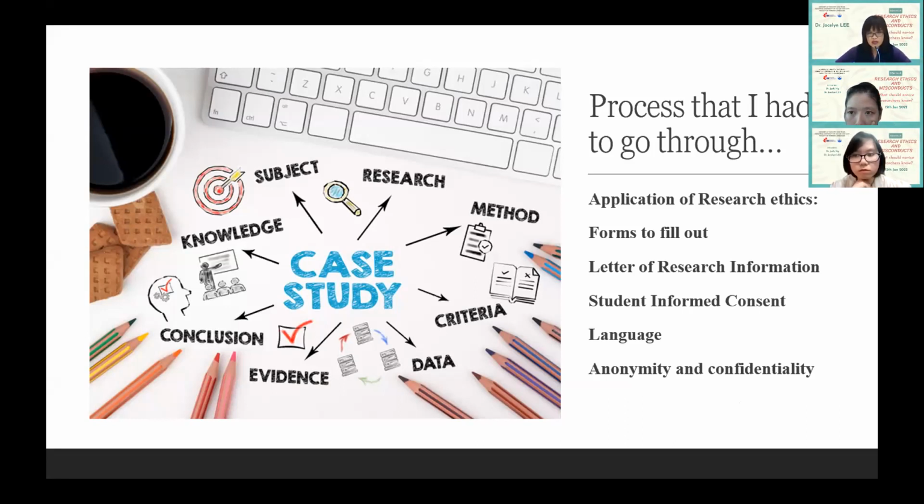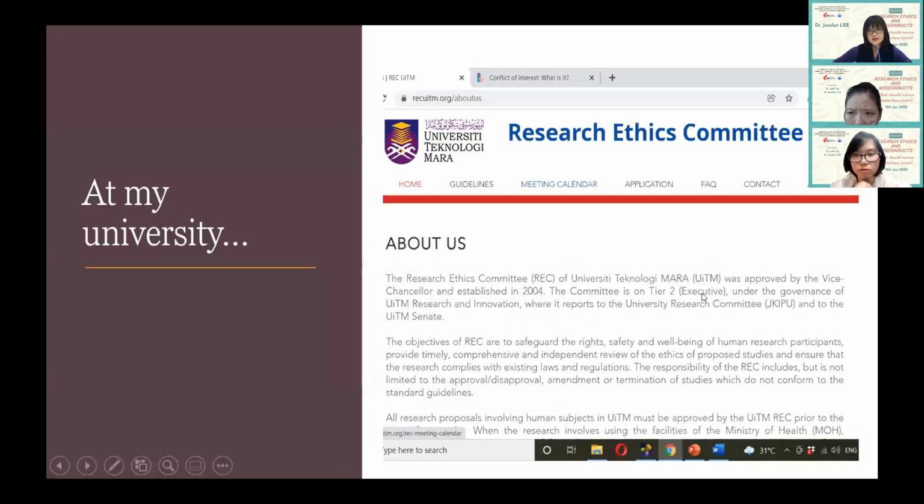So we have to put ourselves in the shoes of the participants at all times. All right, this one is from my university, the Research Ethics Committee. The screenshot is taken from the website. It says here it was established in 2004, right? Approved by the Vice Chancellor and established in 2004. They call it the Research Ethics Committee.